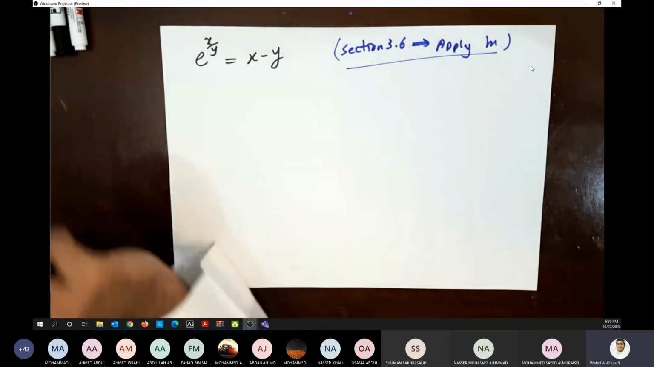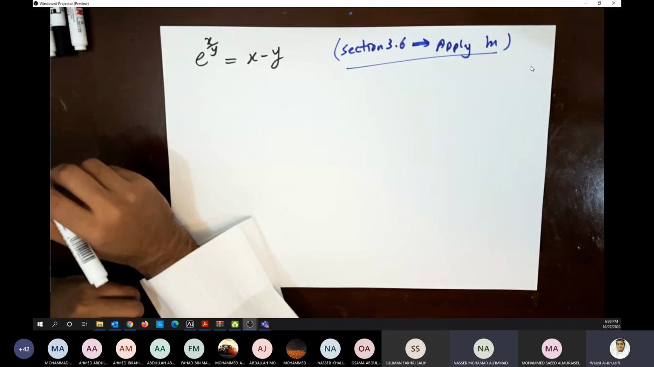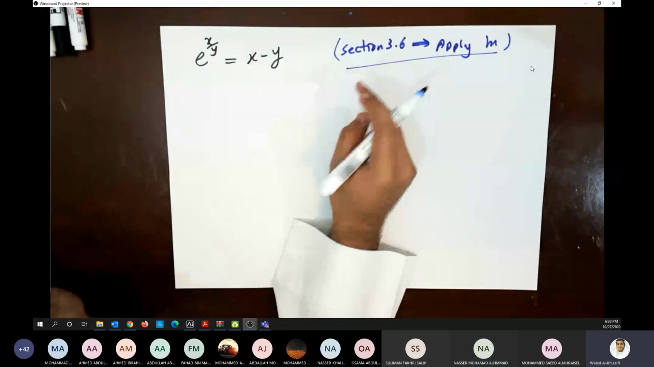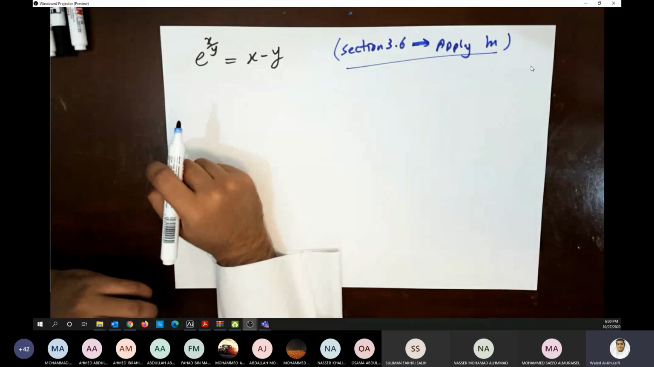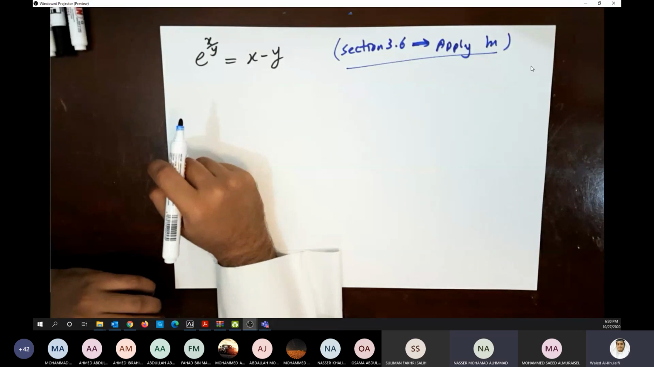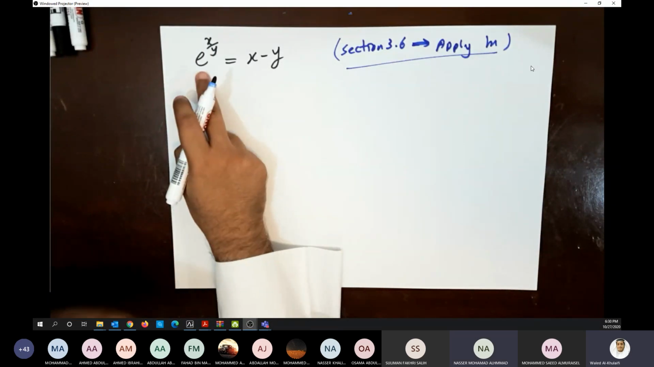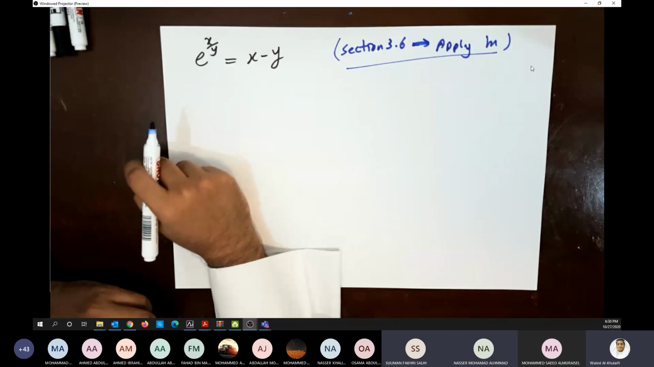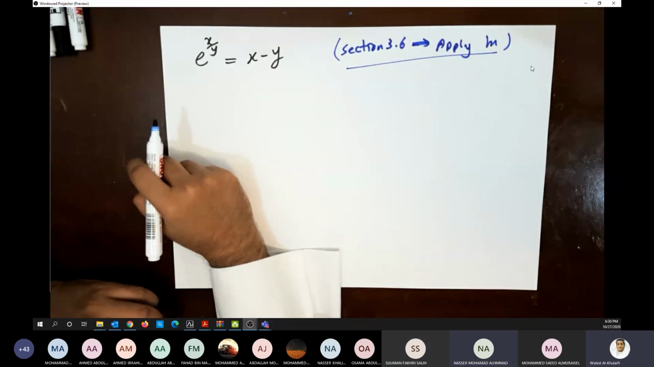But if I don't want to do it, because I don't want to talk about section 3.6 before it's time yet, we have to get rid of e first of all. But we can differentiate this one. Yes, we can, using the chain rule. We'll differentiate all of them, and it will become the same.